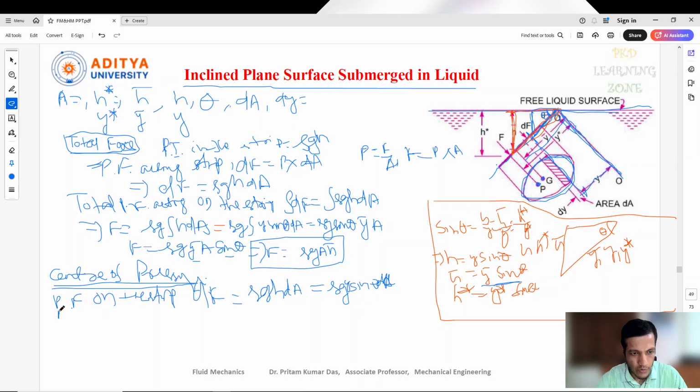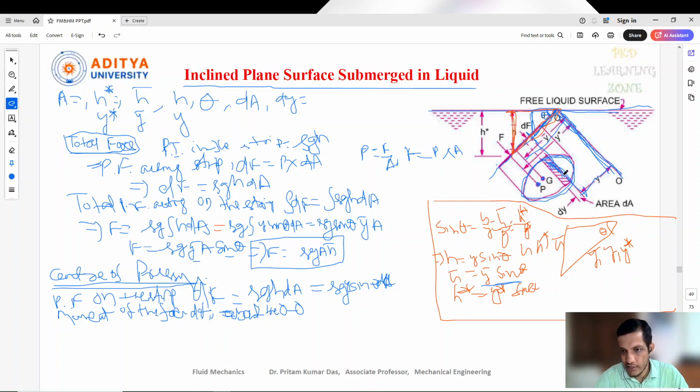Now again, if you want to write the moment of the force dF, at this point what the moment is acting on that. So we can write the moment acting on the force dF about the axis OO, because if you take the other side then it will be different. Which axis we need to consider, that one you need to write.